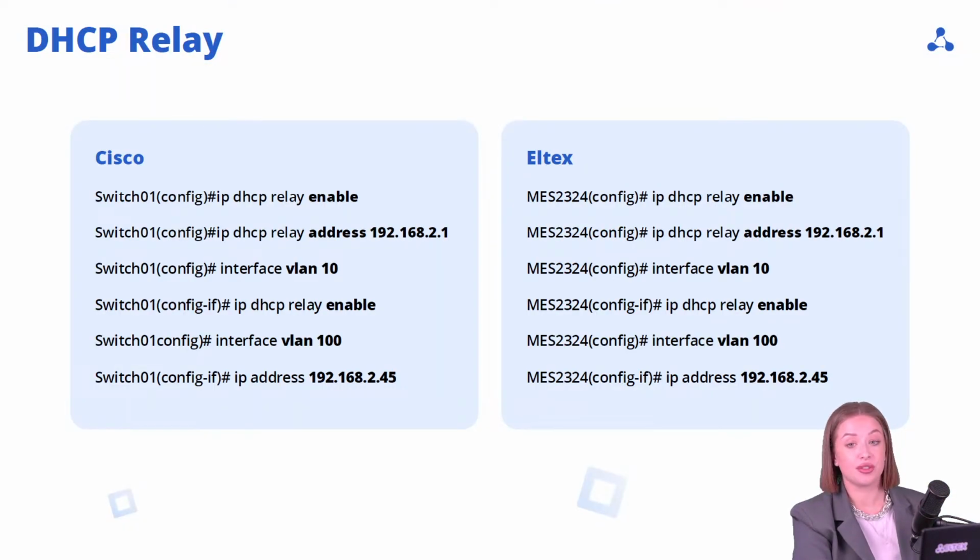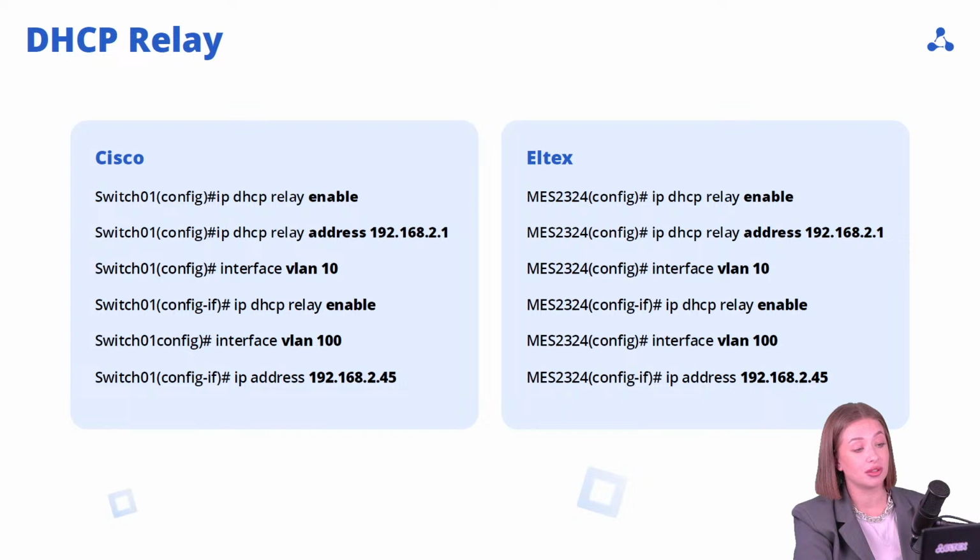Let's move into the functionality of the DHCP group. We will start with the DHCP relay, which transfers DHCP packets from clients to servers and back when the DHCP server and the client are in different networks. The configuration on OTEX and Cisco is similar in this case.